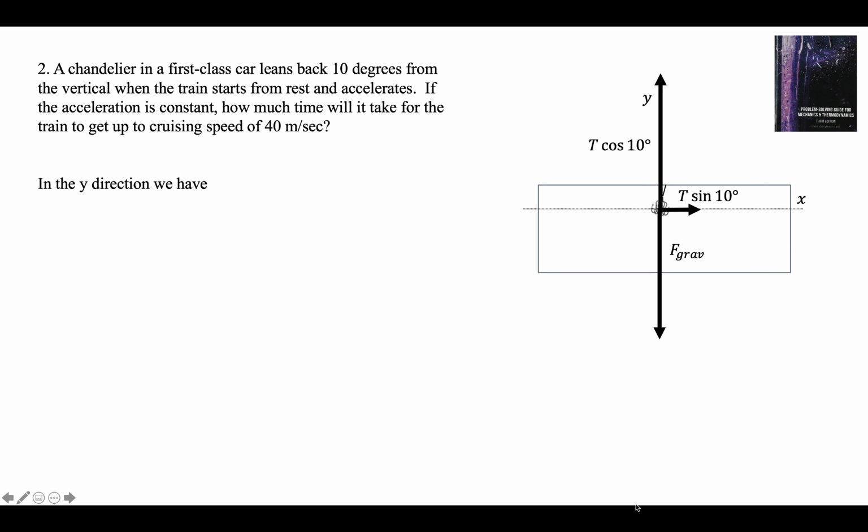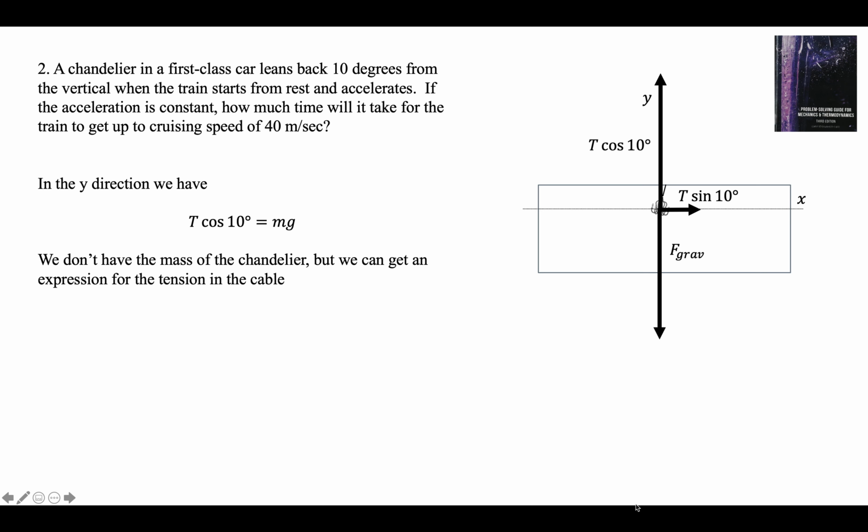And now, instead of writing the sum of the forces in the y direction is ma sub y, and that's 0, we're just going to balance those two forces. We're just going to write T cosine 10 degrees equals mg. The result is the same. We can write T cosine 10 degrees minus F gravity equals ma sub y, set a sub y to 0, and then algebraically put mg on the other side. But if we look at it, we know T cosine 10 degrees balances F gravity because nothing is happening in the y direction. And we don't have the mass of the chandelier, but we can solve for T by dividing both sides by cosine 10 degrees.